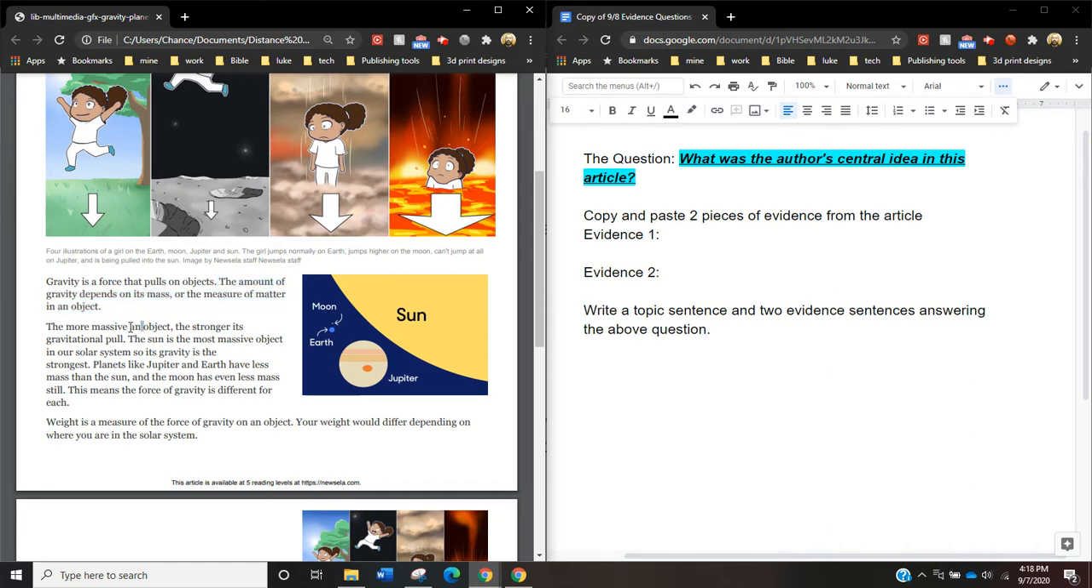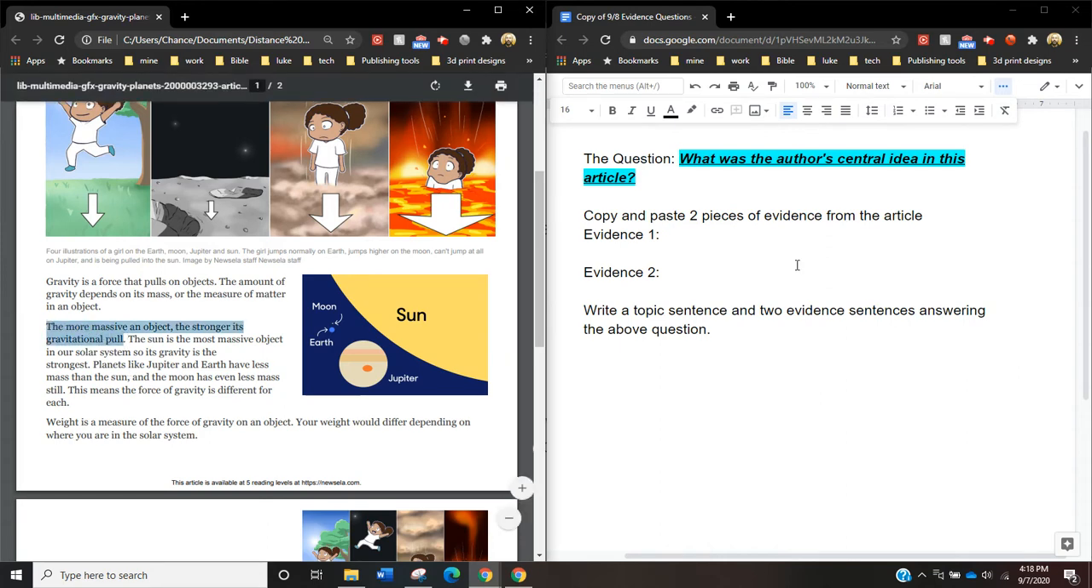The more massive an object, the stronger its gravitational pull. The sun is the most massive object in our solar system, so its gravity is the strongest. Planets like Jupiter and Earth have less mass than the Sun, and the Moon has even less mass still. This means the force of gravity is different for each. Now, this is a short article, but this looks like a really important statement. I'm going to go ahead and grab that and put it over here.